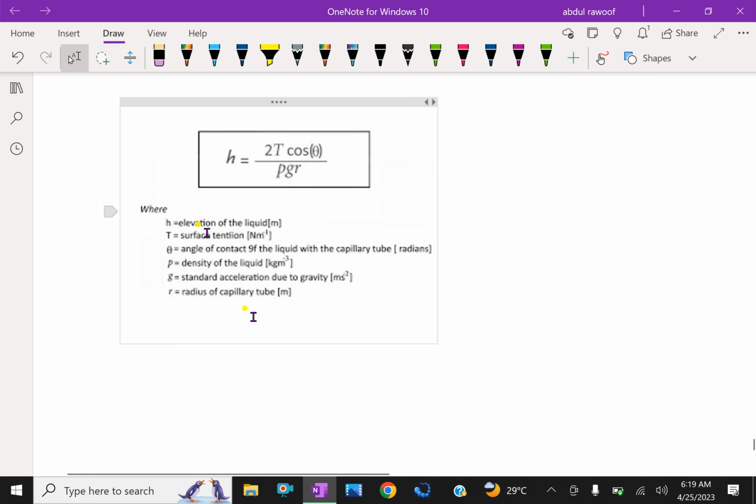Now, the capillary rise formula: h equals 2T cos theta by rho g r, where h is the elevation of the liquid in meters, T is the surface tension in newtons per meter, theta is the angle of contact, rho is the density of the liquid in kg per meter cubed, g is the standard acceleration due to gravity in meters per second squared, and r is the radius of the capillary tube in meters. This is the formula for capillary rise.